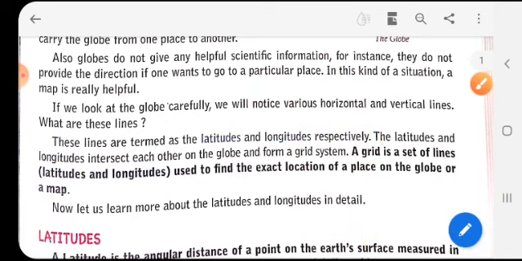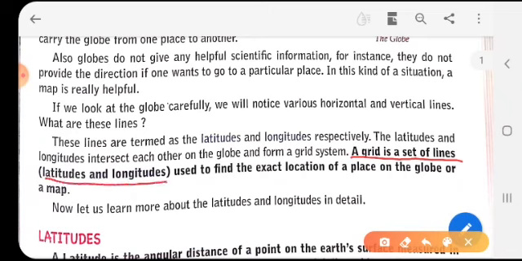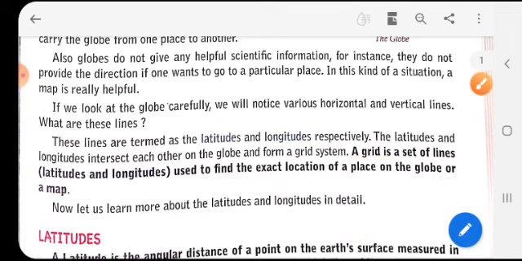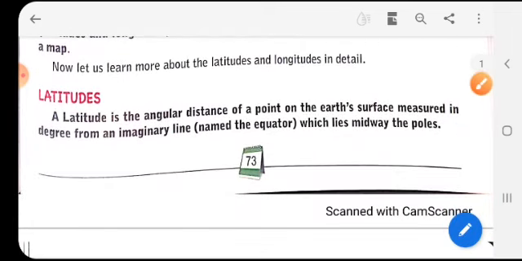So let's see what is the definition of the grid. A grid is a set of lines, that is the latitudes and longitudes, used to find the exact location of a place on the globe or a map. Now let's learn about the latitudes and longitudes in detail. Now let's see what a latitude is.